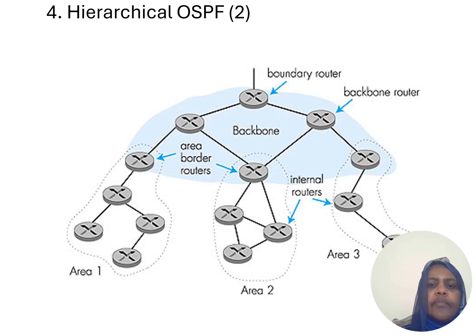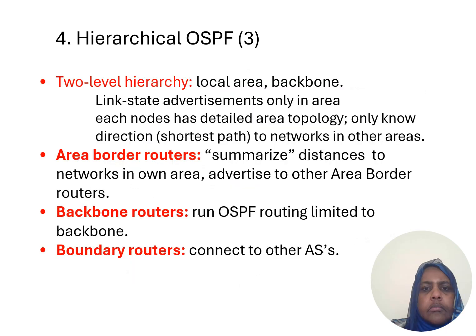OSPF has hierarchy. It has 2 levels, the area level and the backbone level, where the backbone level is called area 0. Each area has internal routers and a border router that is connected to the backbone routers. As we have said, OSPF has a 2-level hierarchy, local areas and backbone, with link state advertisement only in the area. Each node has detailed area topology, but doesn't know anything about other areas, except for the shortest path to the networks in other areas.